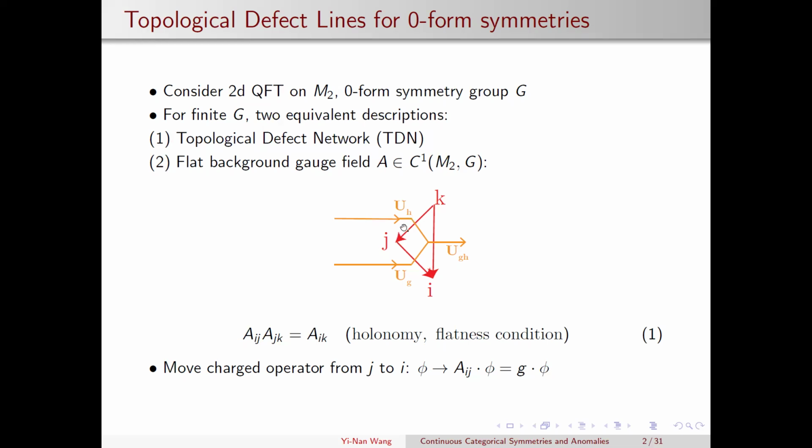So you can see that the group fusion rule of the group G is translated to the flatness condition of your flat background gauge field, A_ij times A_jk equals A_ik. In other words, for the finite group G here, the gauge field A living on the edge should be interpreted as something like a holonomy, e to the algebra element, if you want to have an analogous picture for the continuous group later. So this is a basic thing for finite group G that we all know, finite global symmetries.